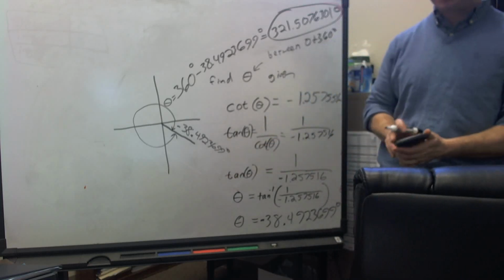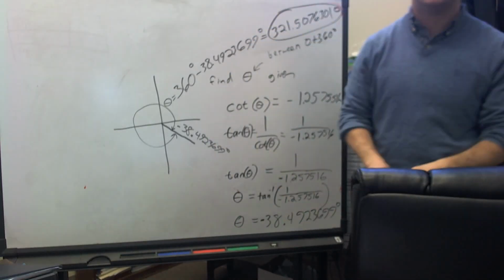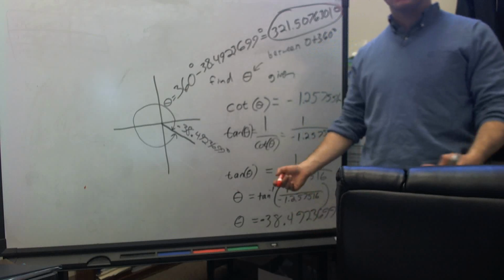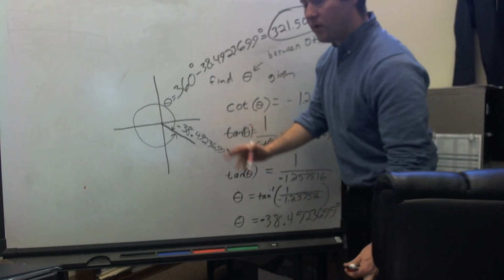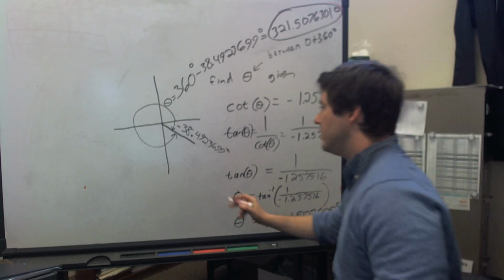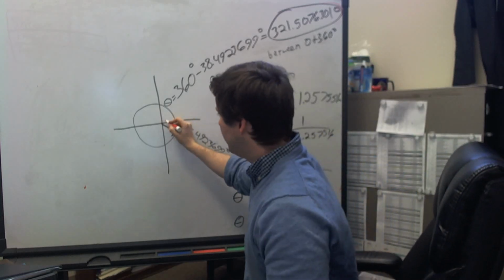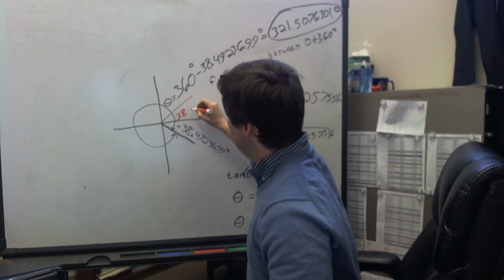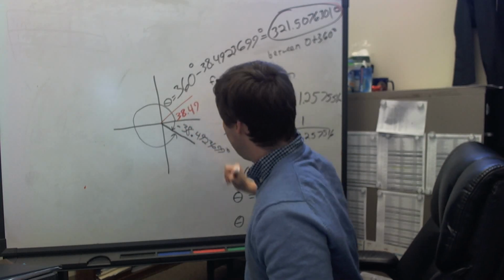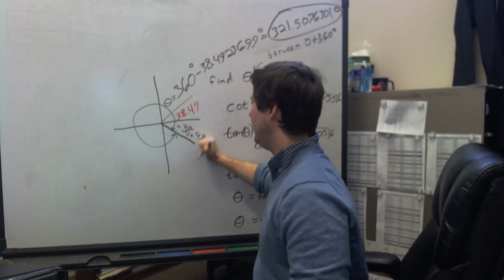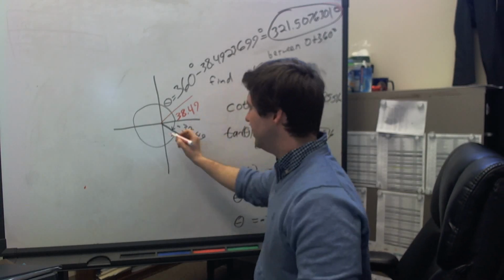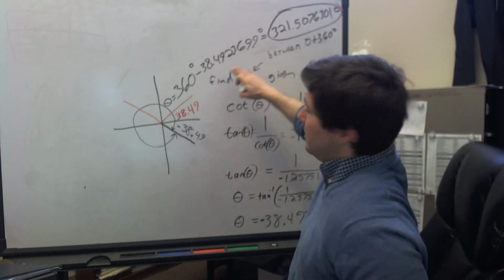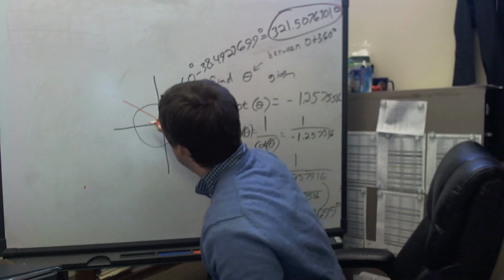However, just like in the last problem, if we wanted to keep going with this, there is another angle that satisfies this function. Now, what is it going to be? We know it's going to have a reference angle of 38.4923699. Okay, so it could be right here. In fact, I'm going to write these a lot smaller from now on. I'm just going to write a couple of decimal places. When I do my calculations, I'm still going to use the full number.